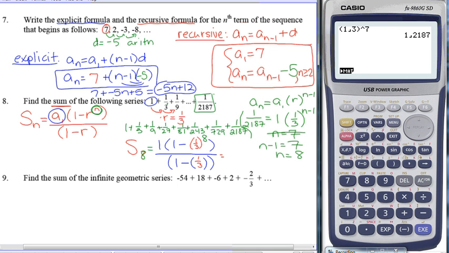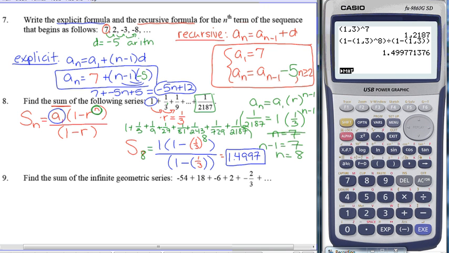Now I need to type this into my calculator. So when I type that, I make sure to put my fractions in parentheses. And I have 1.4997. I'm just going to chop it off or truncate it to 4 places after the decimal.